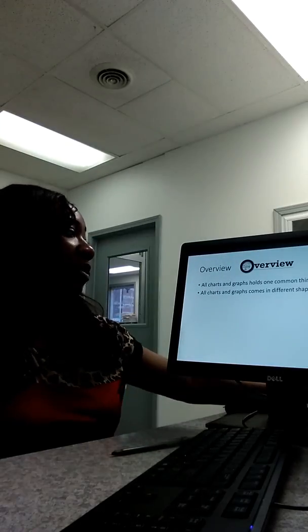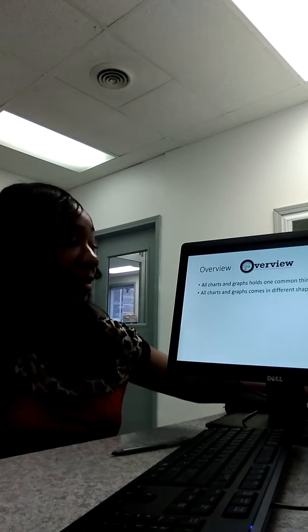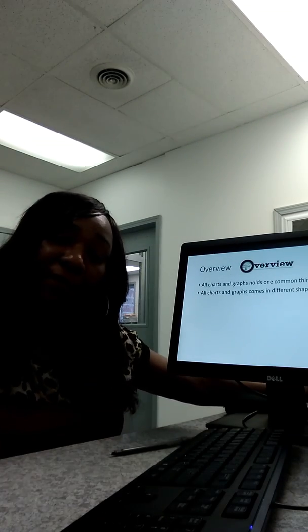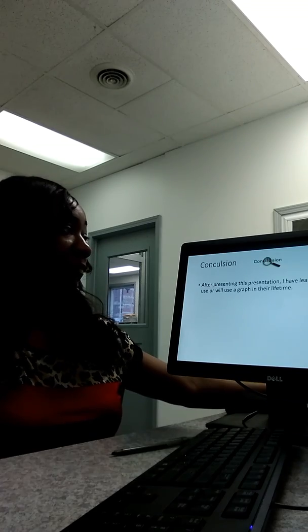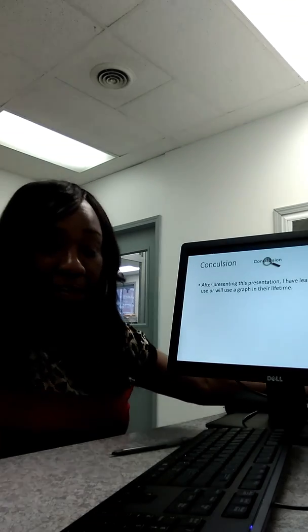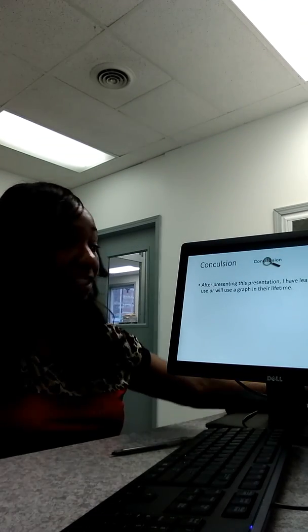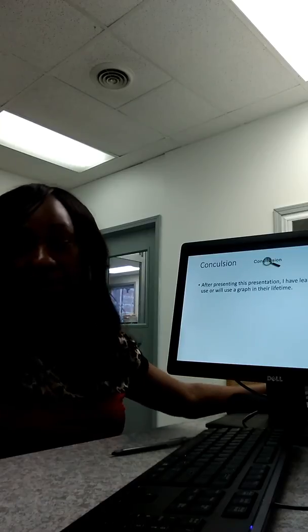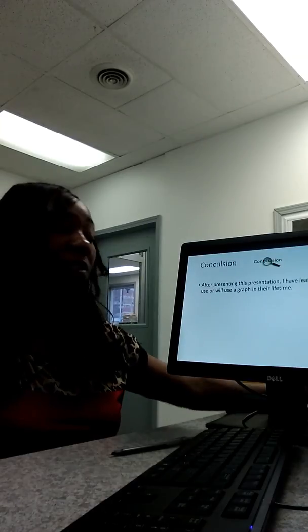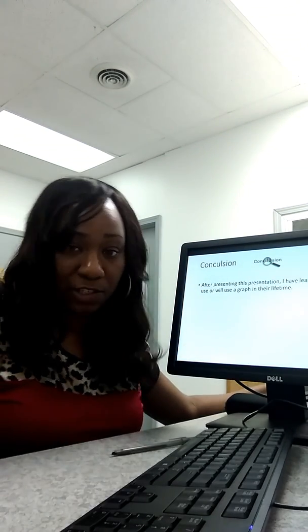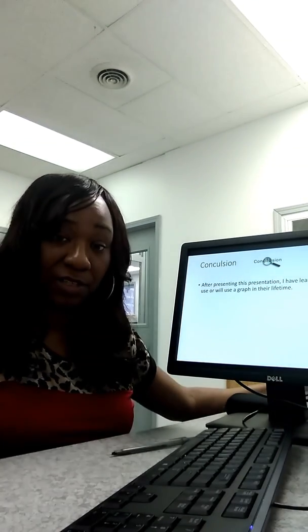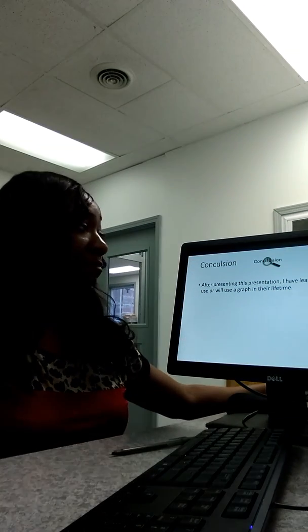Overview. All charts and graphs hold one common thing. What is that? Data. All charts and graphs come in different shapes and forms. After presenting this presentation, I have learned that everyone has used a graph in their lifetime. A graph can help you in all situations and all equations in your life.